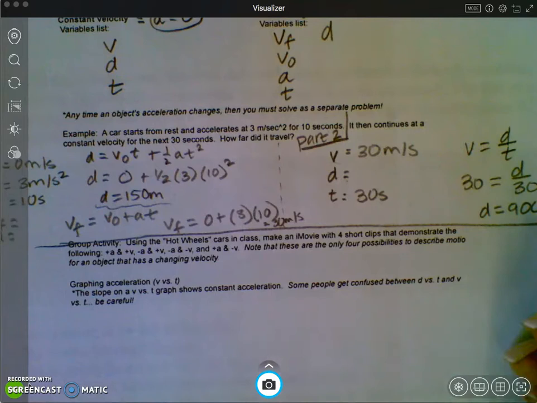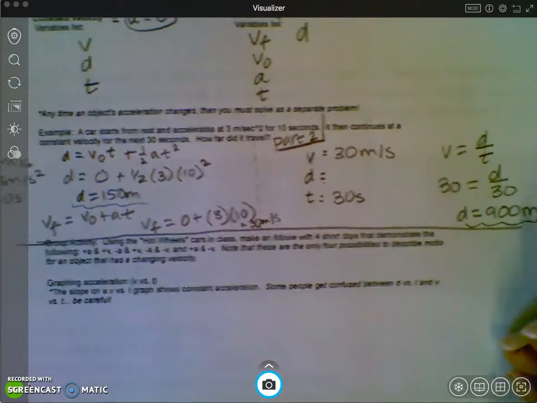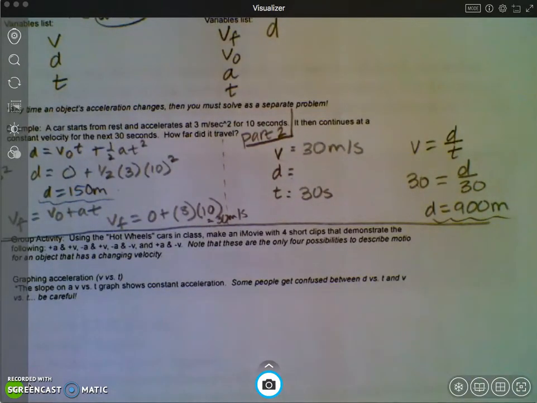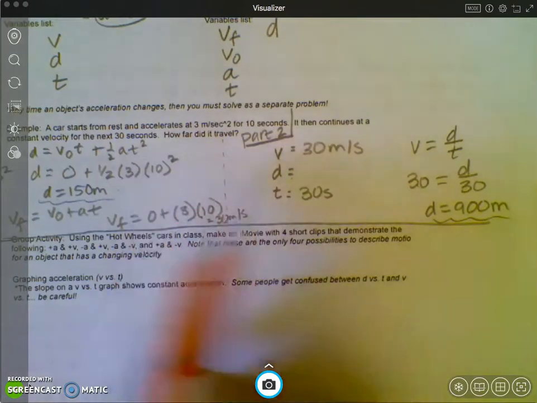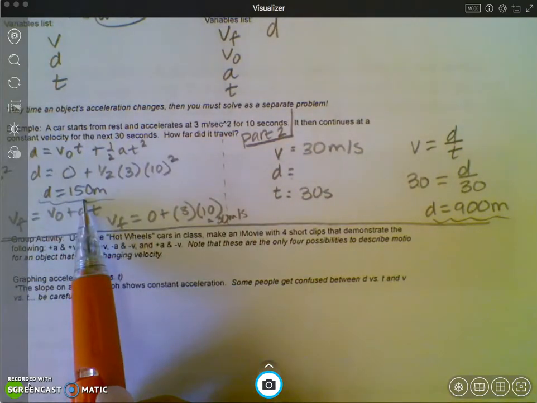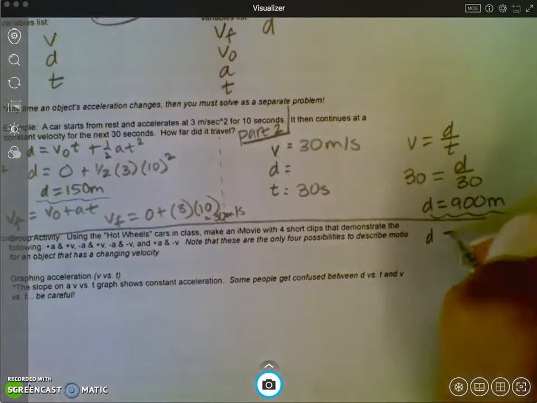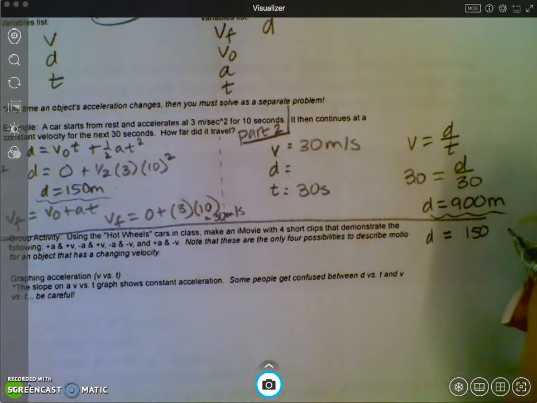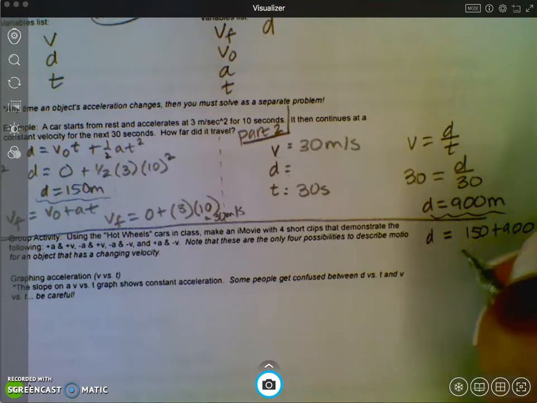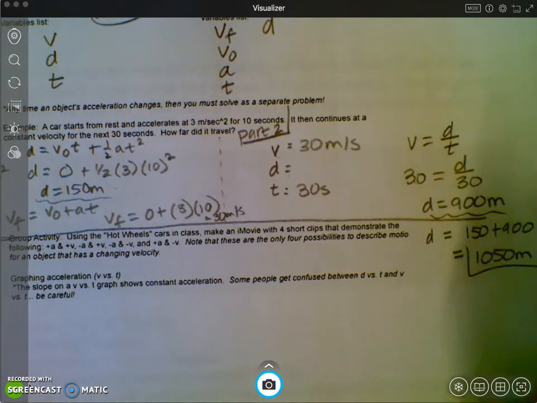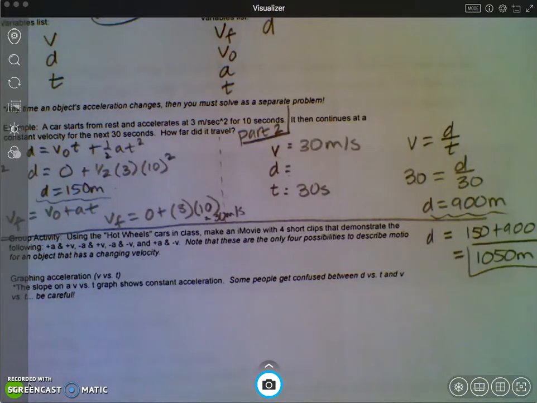Okay. Now that's not our final answer. I know that seems like a lot of work and it should be done, but remember we want the total distance for the whole thing. So we have the 150 from part 1 and the 900 from part 2. So the total displacement would be 150 plus 900. And so we'd get 1,050 meters as our total displacement.